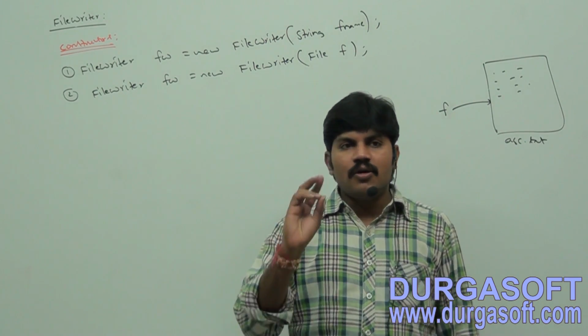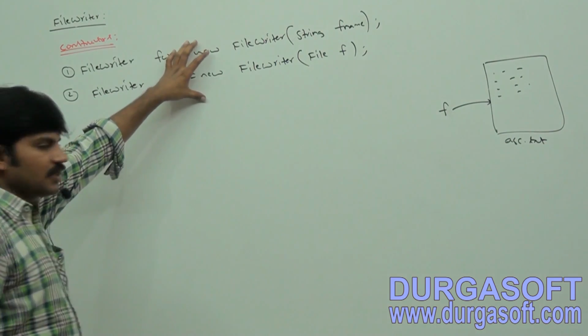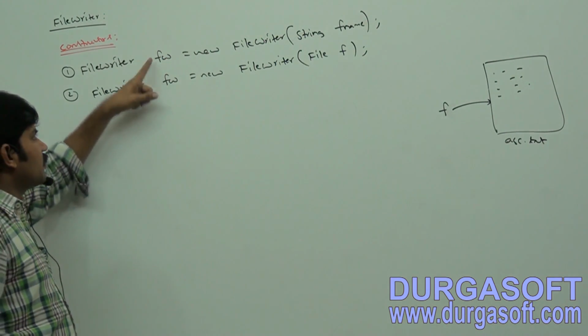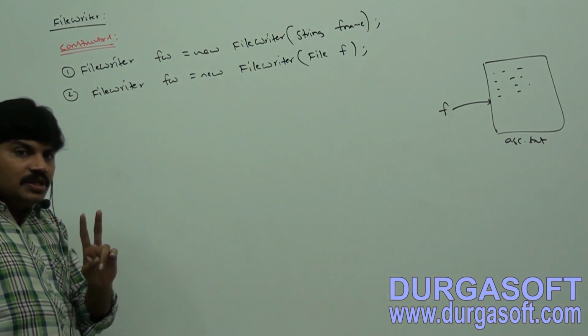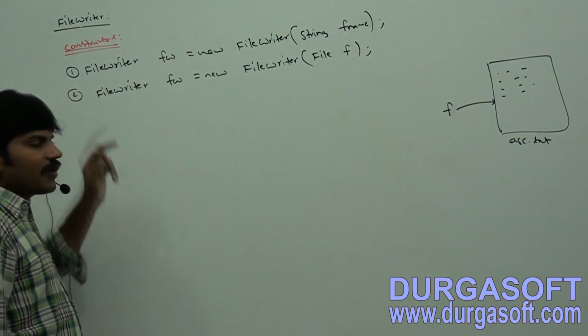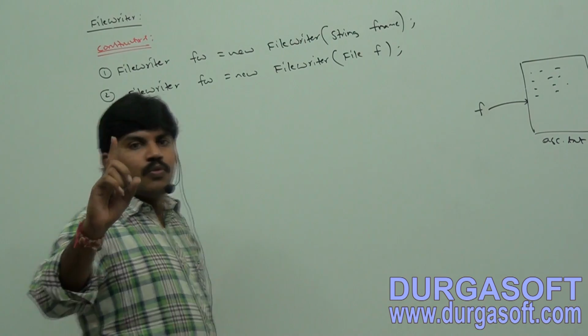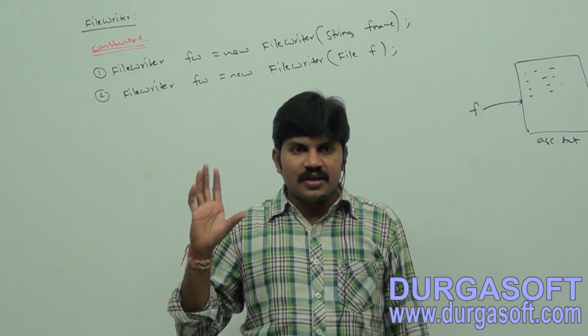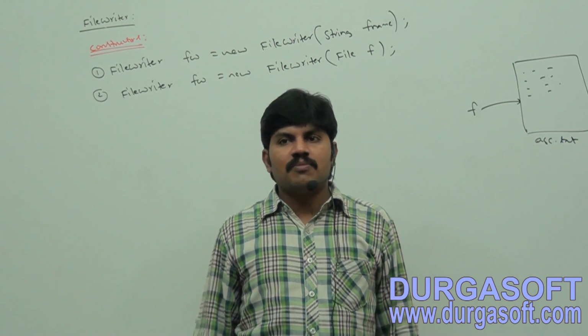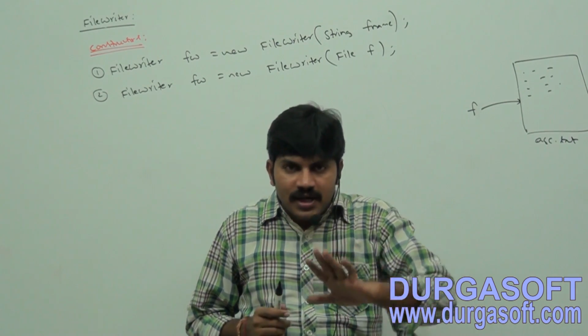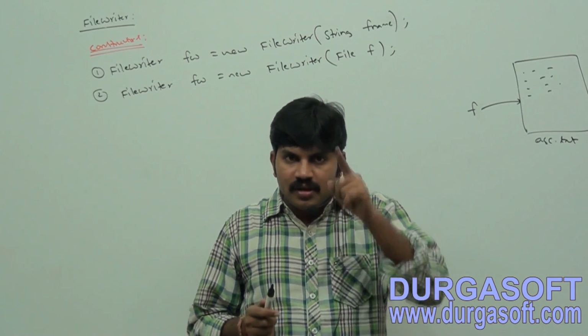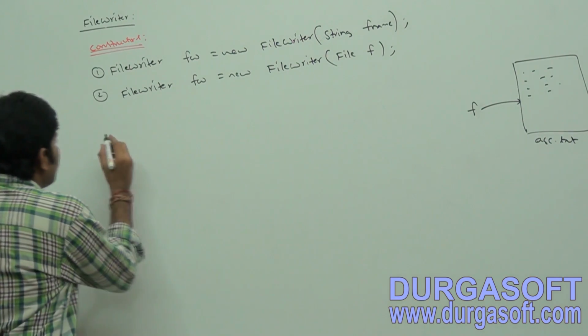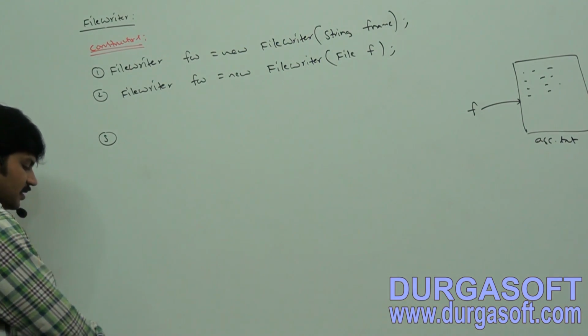Okay, these are the two constructors. If I create a FileWriter by using these two constructors, the FileWriters are meant for override operation only. Are you getting it? Sir, I don't want that overriding, I want an append operation, appending is my requirement. Then how can we do it? Very simple, see this one.